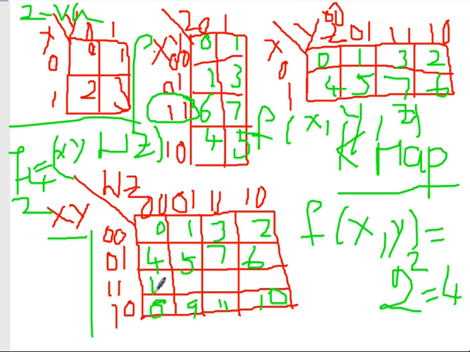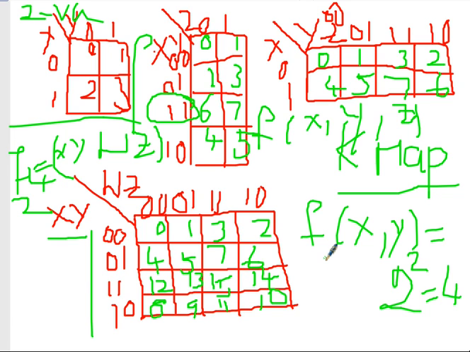This will be 12, 13, 14 and 15. Okay. So this is 4 variables, total 16, numbered 0 to 15. So this is how to represent K-maps.